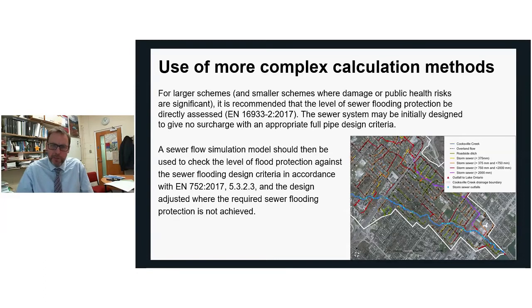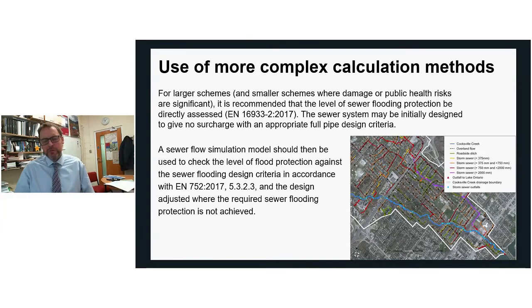whilst it's perfectly adequate, and the vast majority of pipes in the UK have probably been designed in that way, or by methods approaching it, it doesn't really take into account the dynamic nature of sewer flows, or fully utilise the storage which is available in systems. So it tends to be that for bigger networks, or if you're checking the performance of a large existing network, you would tend to use what are called sewer flow simulation models to do that.